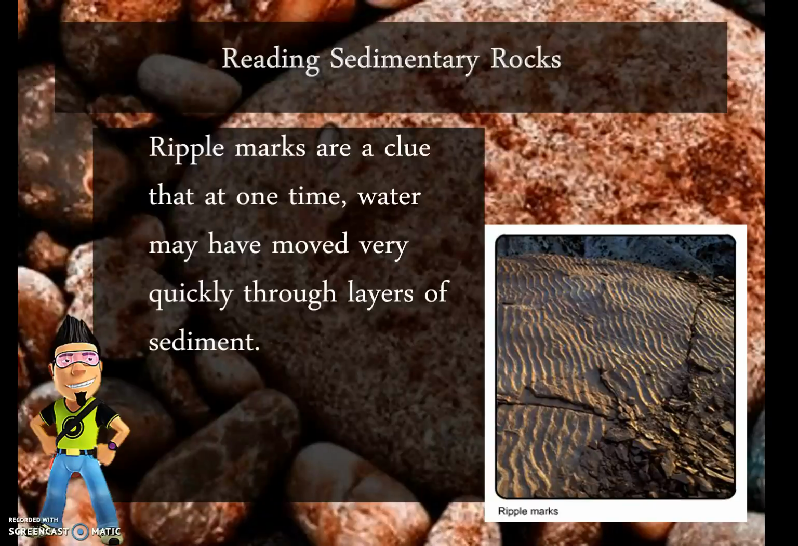And the last type would be ripples. Ripples in sedimentary rock can tell scientists that water may have moved quickly through those layers of sediment at one time. So how a sedimentary rock looks can give geologists a great clue to how it formed and what the environment was like when it formed.